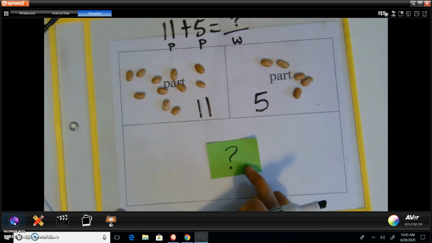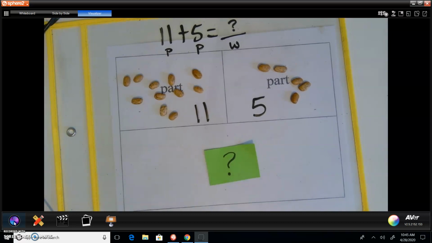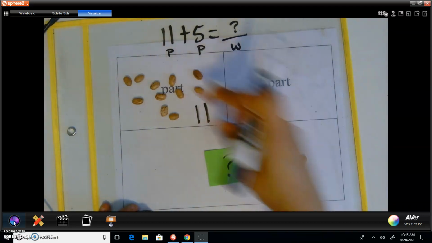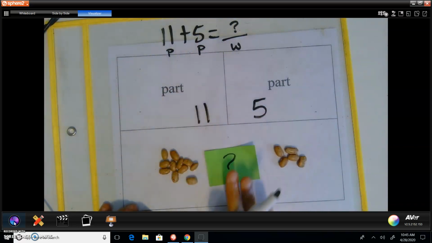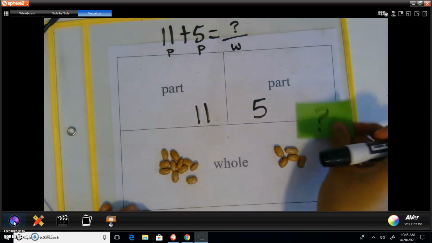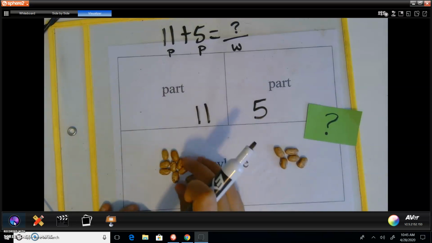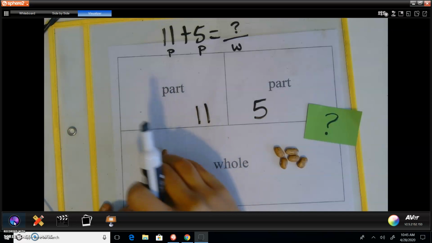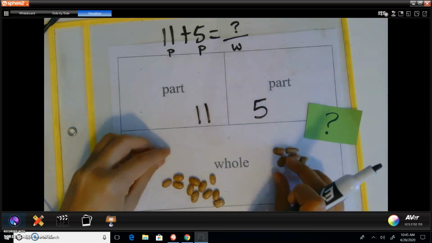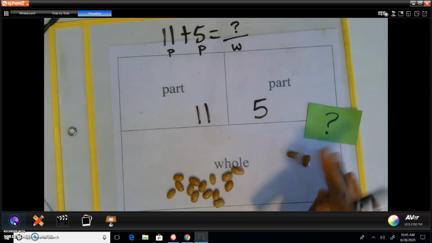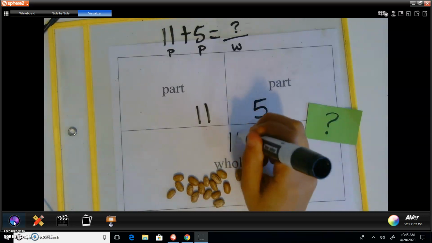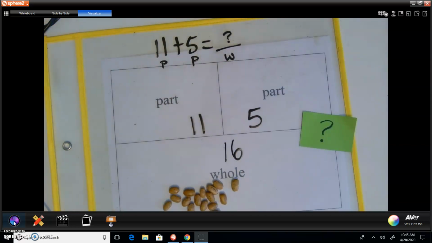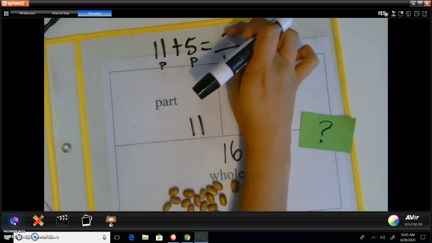And now we need to solve for our whole. In order to do that, we have a plus sign, right? So we're going to add, so we're going to put everything that we have here into our whole to figure out what it is. So let's count: 2, 4, 6, 8, 10, 12, 14, 16. So our answer to this problem is 16.